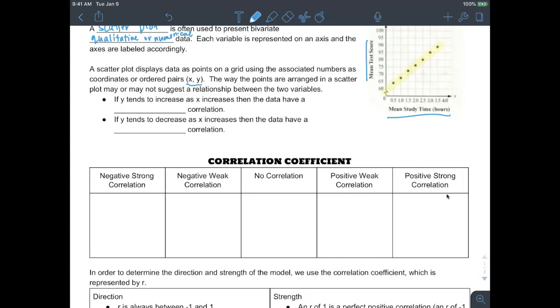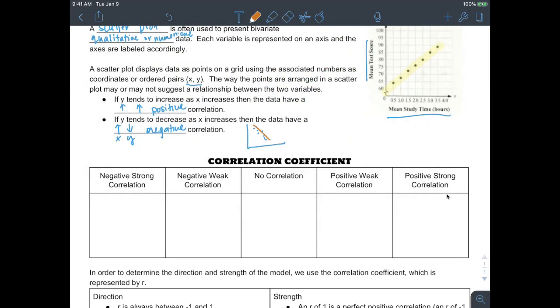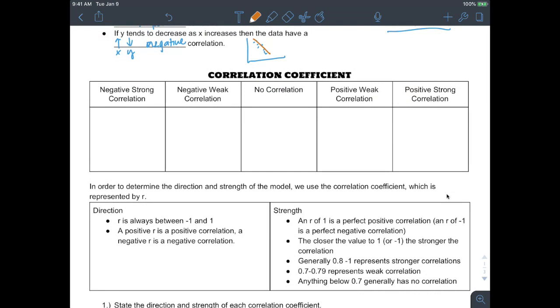If the y tends to increase as x increases, like this data right here, so x increases and y increases, they both go in the same direction. This is a positive correlation, okay? If the y data decreases and the x data increases, this is a negative correlation. So it looks something like if the points were like that, the graph would be going downward, okay? So we can look at a scatter plot and know if the correlation is positive or negative.